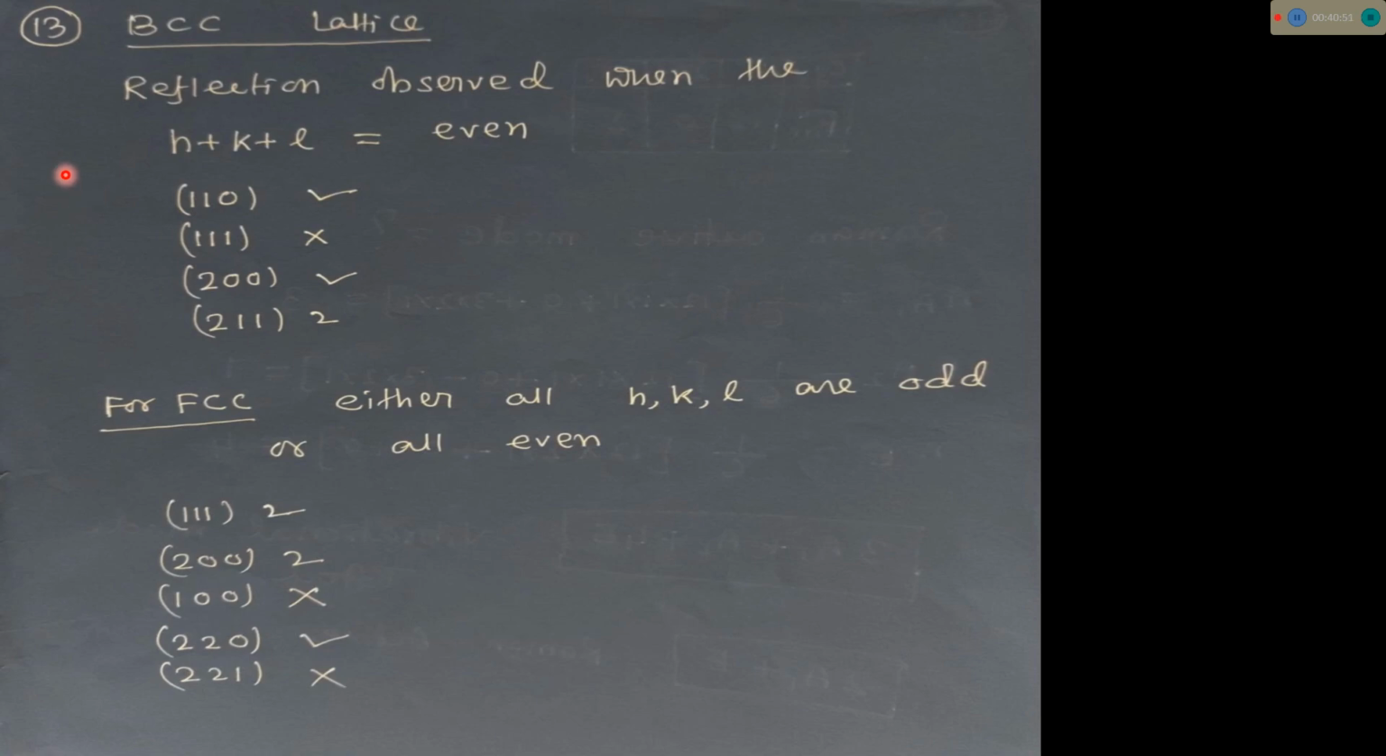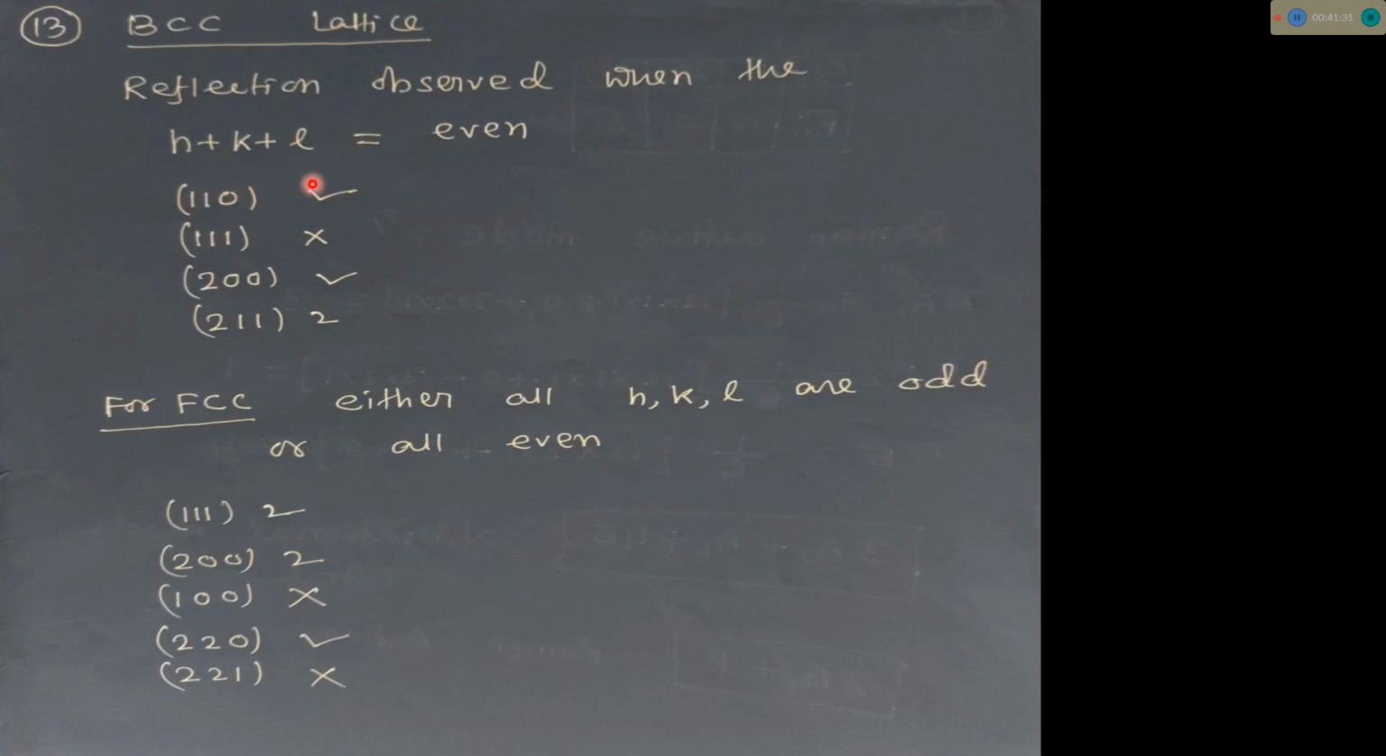So we all know that for observed reflections from a BCC lattice, the summation of Miller indices, H plus K plus L, should be even. So to observe the reflections for a BCC lattice, the H plus K plus L value should be even. I think there are 4 options. In the 4 options there was a plane for which the H plus K plus L value had to be even. We consider 0 as even also. So 0 belongs to even.